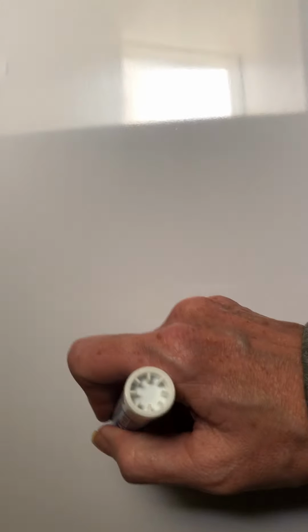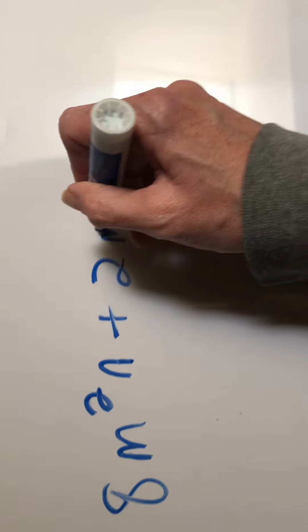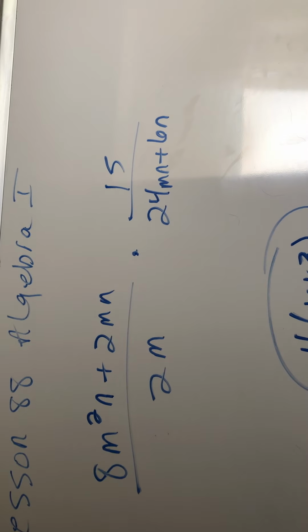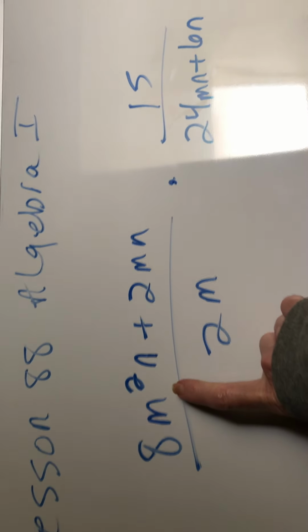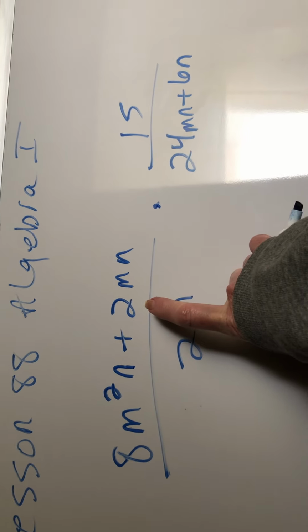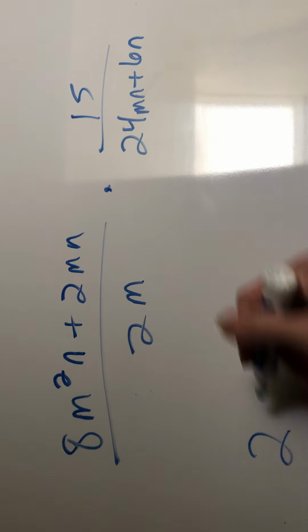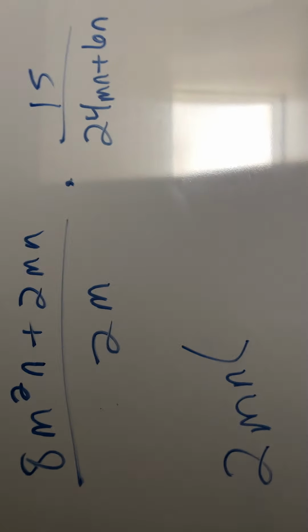Okay? Then you'll have different types of things. 8m squared n plus 2mn over 2m times 15 over 24mn plus 6n. So again, we got to factor. We need to factor 8m squared n and 2mn. So I need to take something out of both of those. Well, out of 8 and 2, I can take a 2. And out of m squared and m, I take an m, and I can take an n out of both of them. Okay, so I'm going to write that down here.